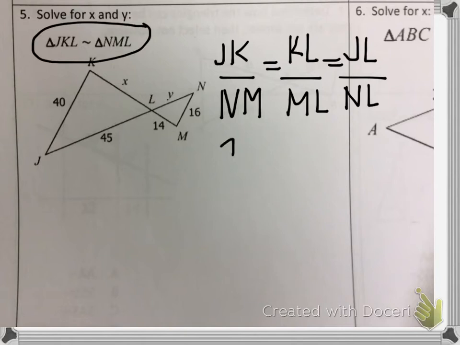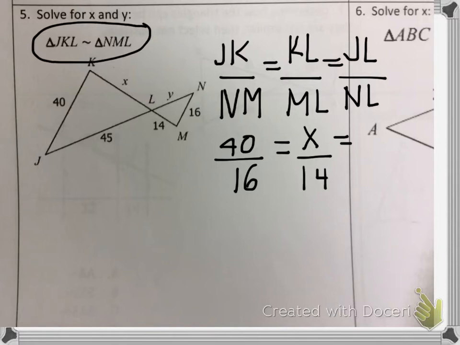So for JK, it's 40. NM is 16, and that's equal to KL, which is X, and ML, which is 14, and that's equal to JL, which is 45, and NL, which is Y. So between these 3 ratios, the only one that has just numbers is this first one, the 40 over 16.